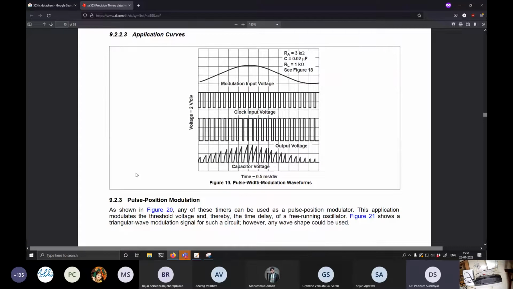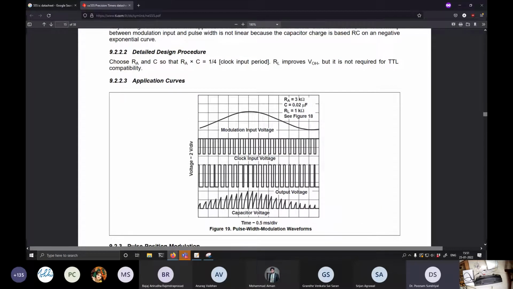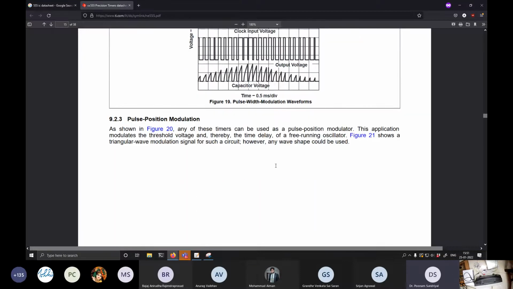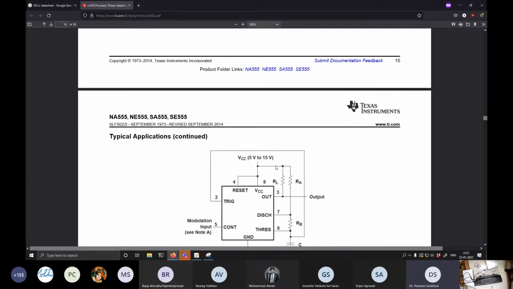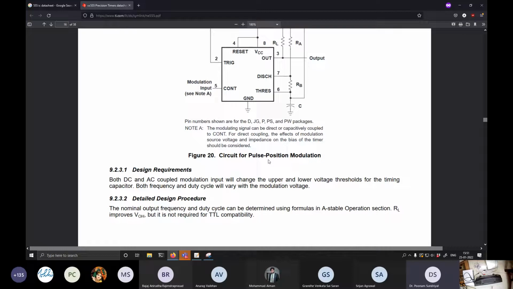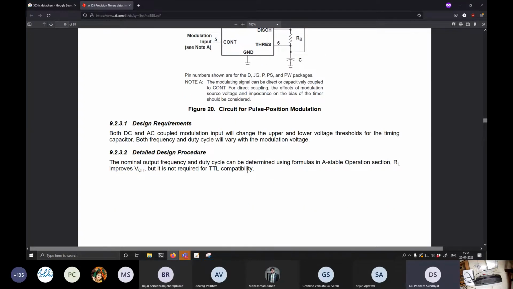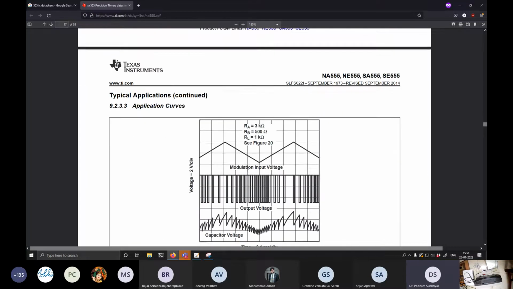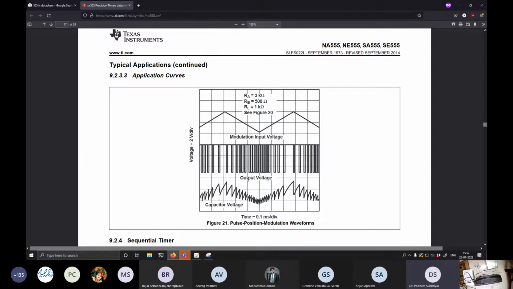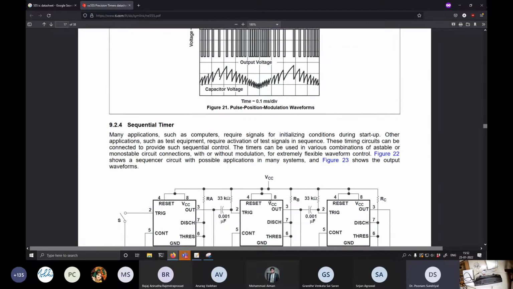Typical applications: you can have amplitude modulation or frequency modulation of your signal. This is typically the case for radio waves. You know how radio waves are transmitted, right? They can have amplitude modulation or frequency modulation. So there's a modulation circuit and there's a demodulation circuit. Modulation voltage, output voltage, capacitor voltage.